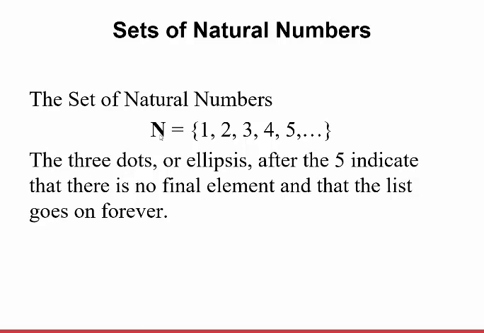So here's some other specific ones. All right, we'll talk about the set of what we call the natural numbers. So the natural numbers we'll always call the capital letter N, like this, is equal to the set of 1, 2, 3, 4, 5, goes on forever. So the 3 dots, or the ellipsis, after the 5 indicates that there is no final element and that this list goes on and on forever. So the natural numbers go to a million, a billion, a trillion, and so on.